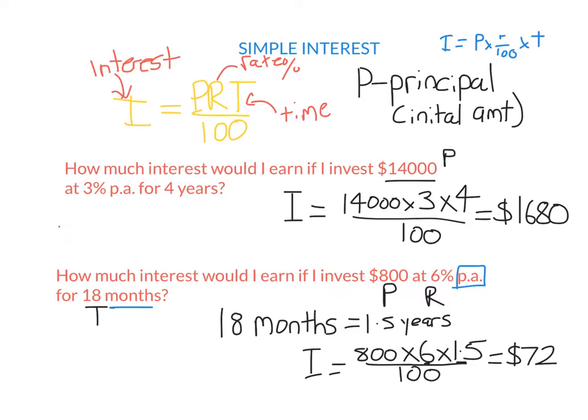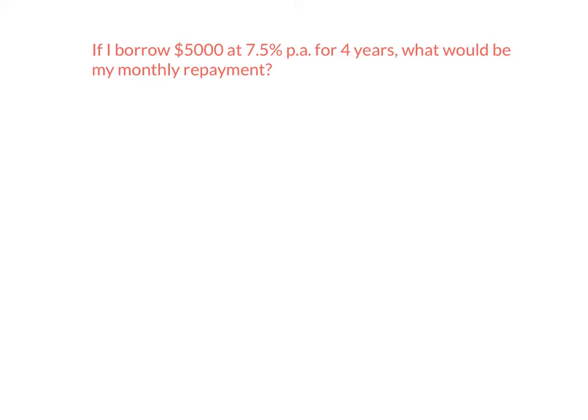All right, now let's look at an example where we're paying some money back. So please pause and copy this down if you need. So let's try this question. This time I'm borrowing $5,000 at 7.5% per annum for 4 years, and I'm going to calculate the monthly repayment.